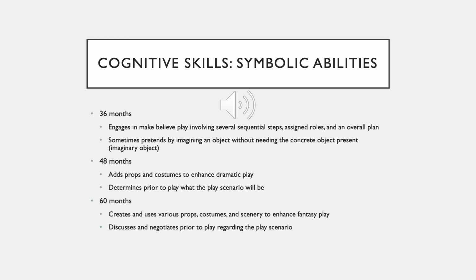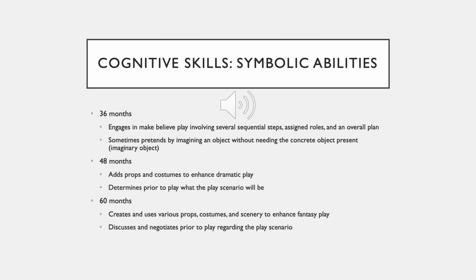Alrighty, so last but not least, let's think of symbolic abilities for cognitive skills. So this is, again, thinking about that pretend play. Around 3 years old, children should be able to engage in make-believe play with several sequential steps. So I'm putting the baby into the car seat, and then I'm going to drive to the store, then I'm going to shop for groceries. So there's a story thread going on, assigning roles: who's the grandma, who's the mom, who's the baby. So there's a little bit of planning happening during this time, with real concrete objects that are present for children.